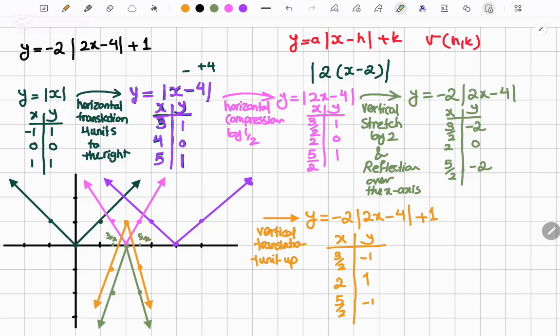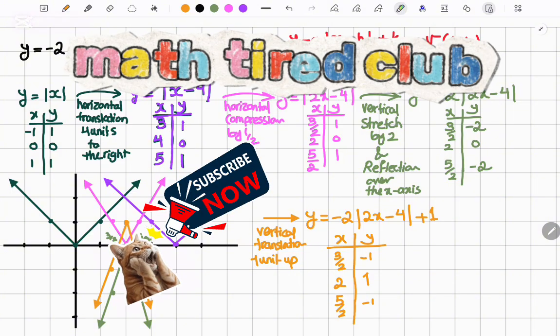But after that, there is no opposite. We go by the order of operation, multiplication and division. And as you see, we went for this. The changes are for the y's. We multiplied by 2. And the last step over here is a vertical translation, 1 unit up, and then we have the function. So I hope you understood this lesson and you enjoyed this video.